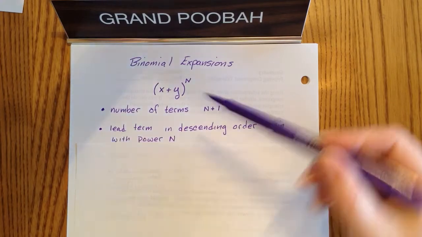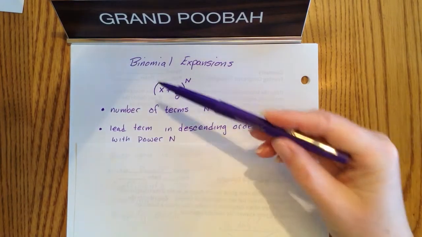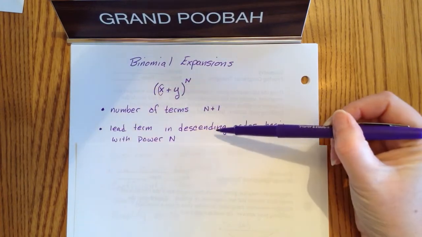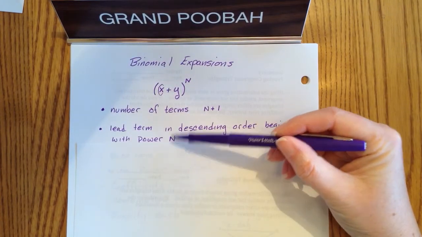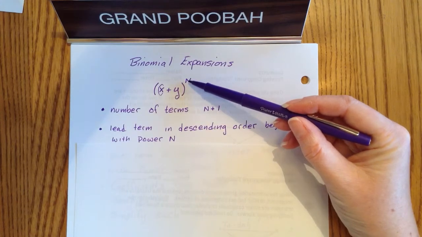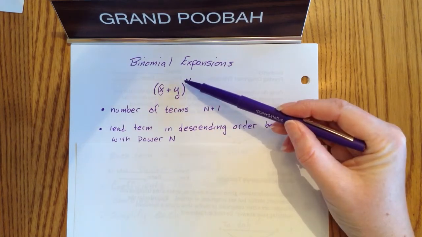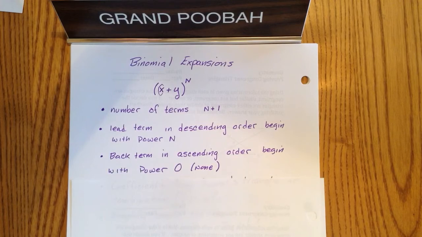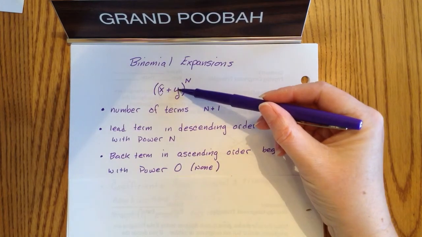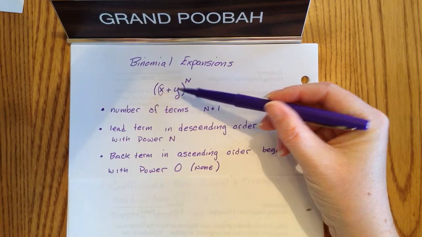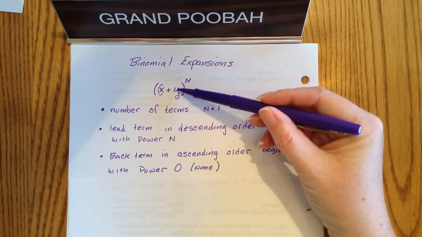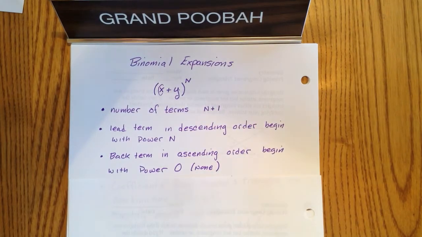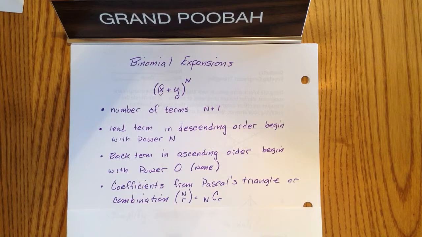Next, we will arrange the terms in order. We will take the lead term and put it in descending order, beginning with power n. If this is a fifth power right here, your first term will have x to the fifth, then x to the fourth, x to the third, and so on. You'll get it, don't worry. The back term will be put in ascending order, beginning with power 0. So the first term will get no y's at all, then y to the first, y to the second, and so on. All right, coefficients will come from Pascal's triangle or combinations.